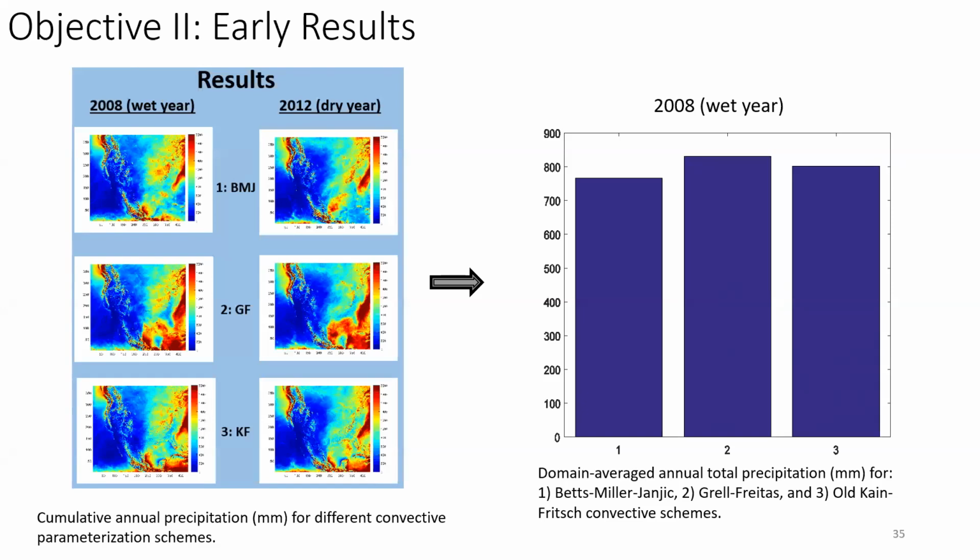According to that, it looked like the Grell-Freitas scheme predicted higher domain averaged annual total precipitation for the domain that I had for that particular simulation. Moving on to objective three for now.